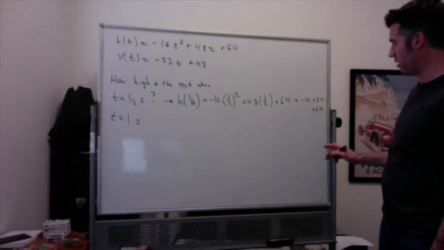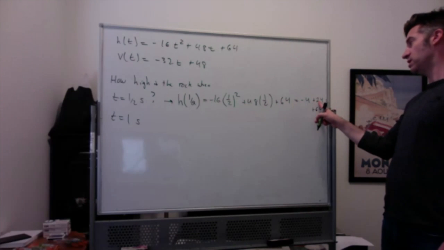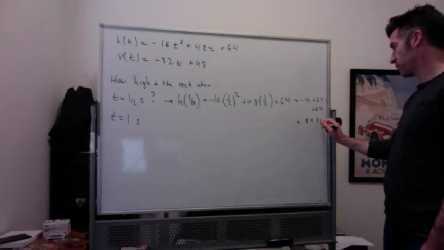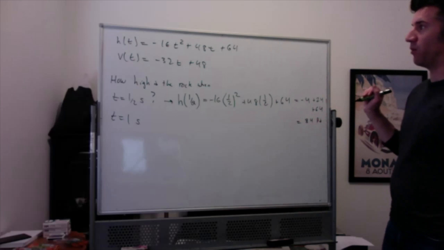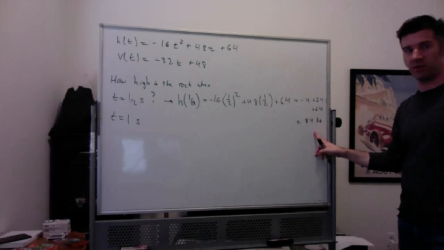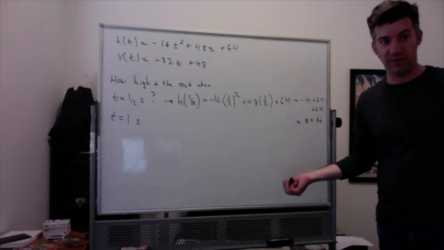And I'm running out of room here. Negative 4 plus 24 is 20. 20 plus 64 is 84. So after 1/2 a second, it went from a height of 64 feet when I threw it to a height of 84 feet. So it gained 20 feet in height in 1/2 a second.